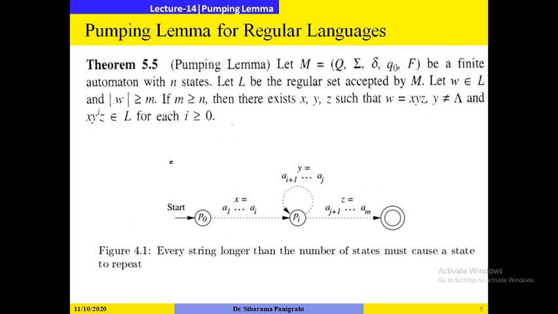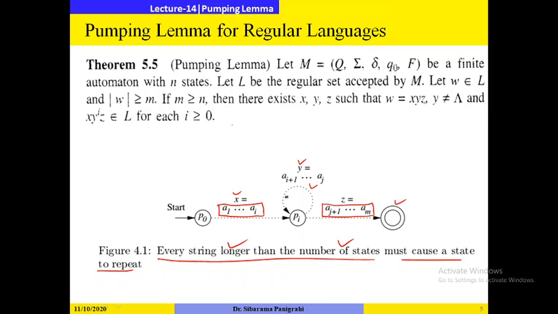So here one interesting thing you can see: if P0 is the initial state and this is the final state, and let this substring represent x, and this substring represent z, then there will be a self loop which will represent y. So here every string longer than the number of states must cause a state to repeat. So if the string length is more than the number of states, then there should be at least one self loop.